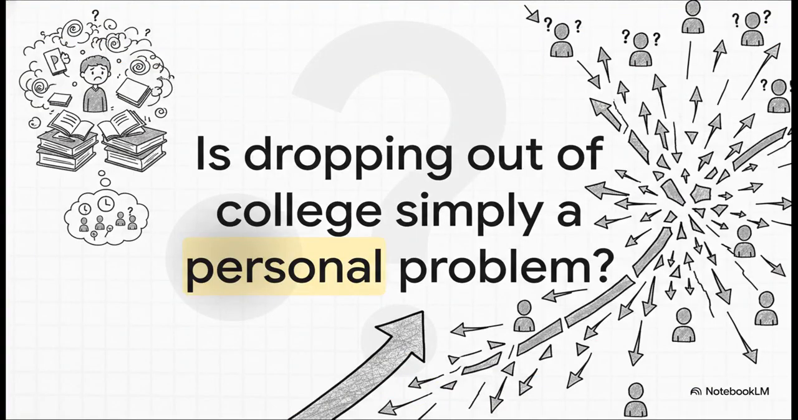Okay, think about it for a second. When a student drops out of college, our first instinct is to think it's a personal issue, right? Maybe they didn't hit the books hard enough, or it just wasn't for them. But is that the whole story? I mean, what if it's happening to thousands of students all over the country?